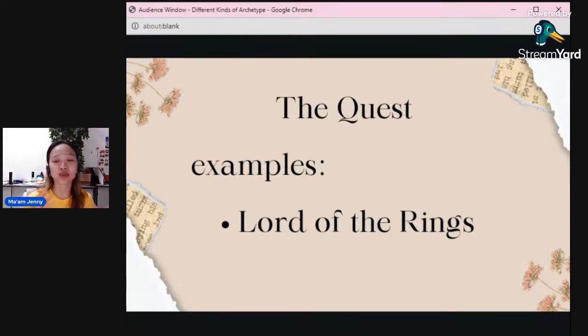So they were along with a wizard. They were along with warriors during their journey para lang madala yung ring doon. And there were a lot of obstacles. Yep. And another example of the quest, I'm not sure if you've seen the movie Journey to the West. I remember that just now. So ang ganda din non, right? Yung sa Buddhism.